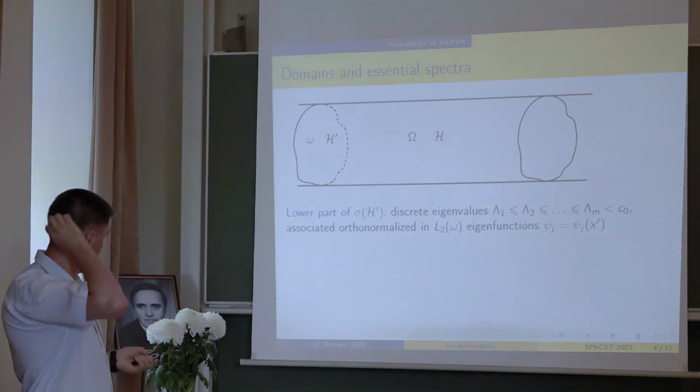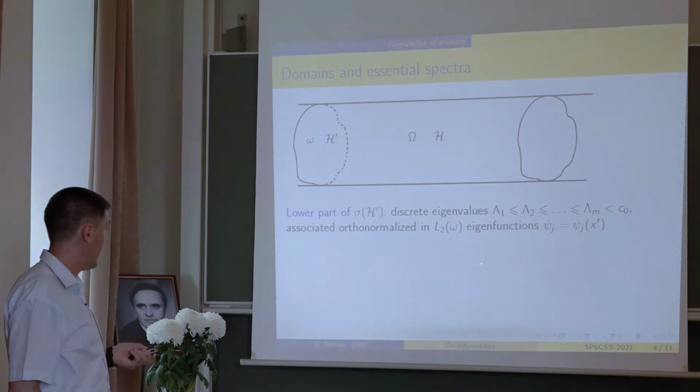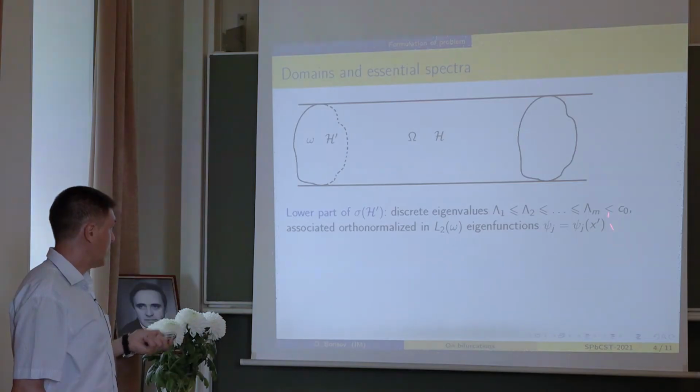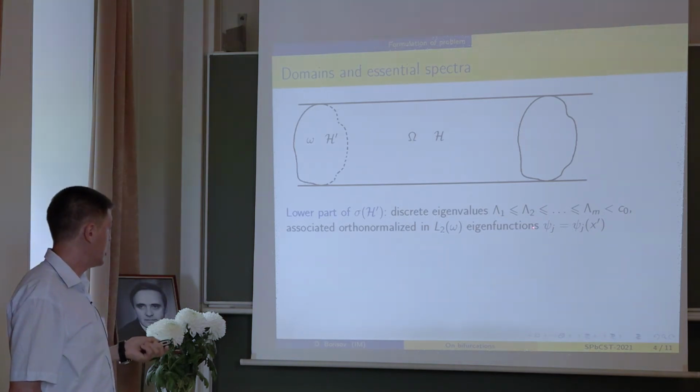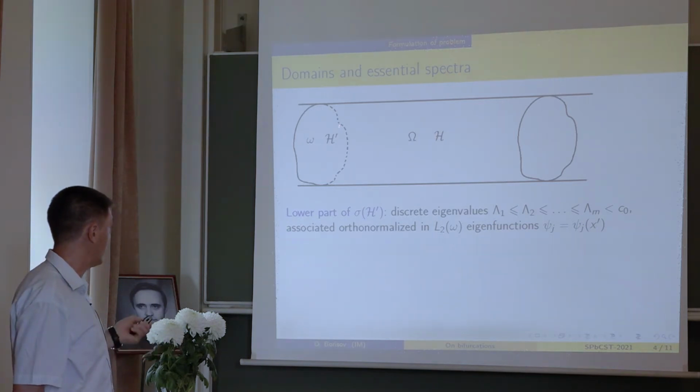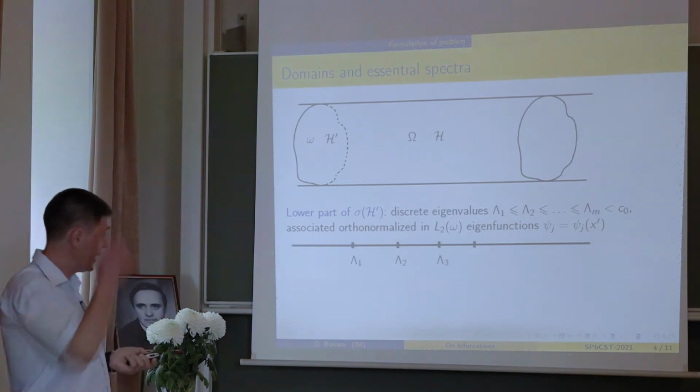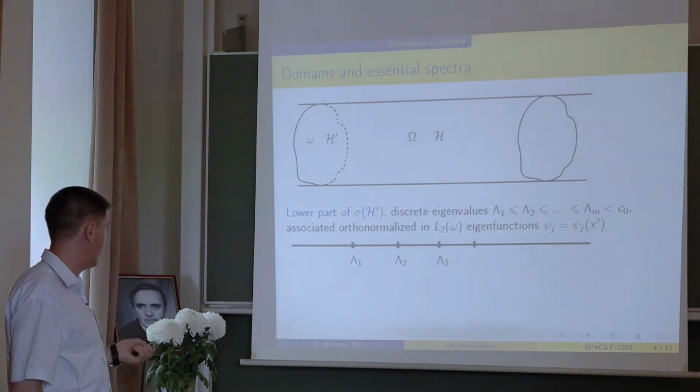I assume that the lower part of the spectrum of H prime is again formed by the discrete eigenvalues, which are located below some constant C0. And again, I don't care how this spectrum looks after this constant. And then I shall also need some eigenfunctions associated with these eigenvalues. So this is the main assumption for the H prime, which acts on the cross section, namely on omega. And again, the same picture. So for the H prime, I have just discrete eigenvalues.